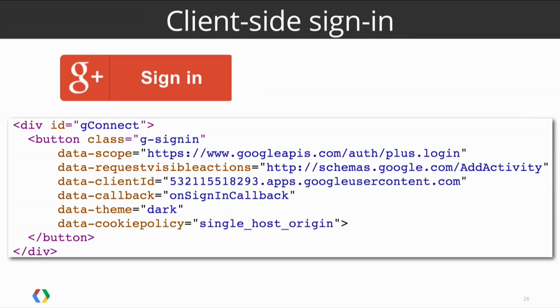So that's a space-separated list of the scopes. You say you want to request visible actions. We'll talk about this later, but this is what gives you access to app activities. You put your client ID in. Now, I said client ID. It's important you put your client ID here, not your client secret. Obviously, nobody here would ever do that. And a callback, which we'll talk about later, you can put in a theme, and you can do some interesting stuff with cookie policy, which affects how we cache the JavaScript that's loaded.